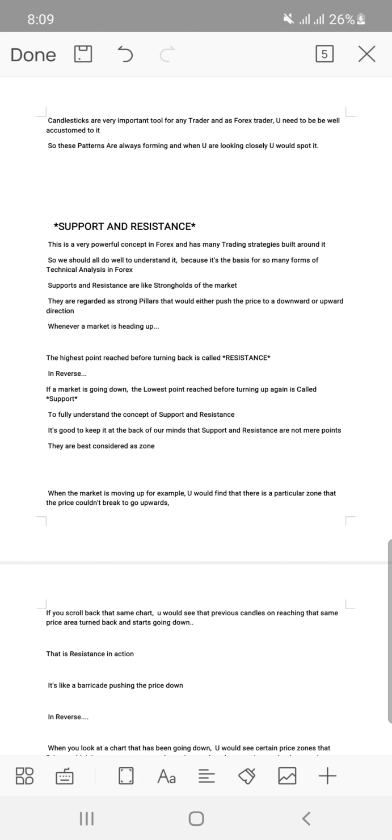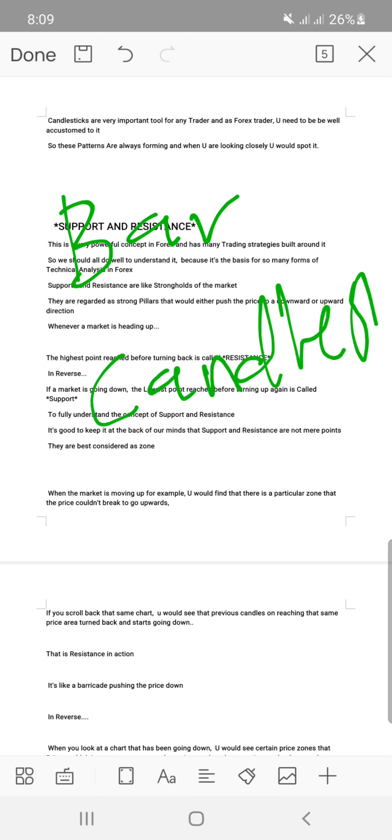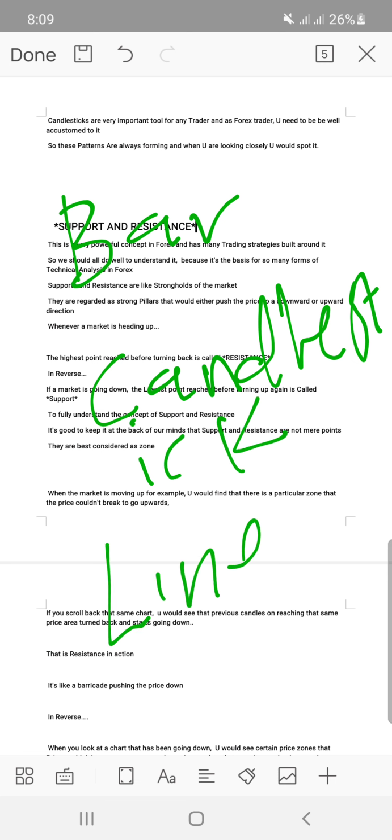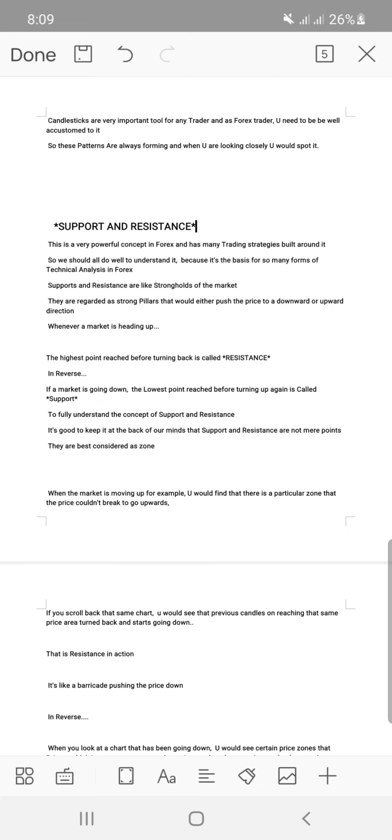Now, when I started the candlestick analysis part, I told us that we have three different kinds of charts: the bar chart, the candlestick chart, and the line chart, right? Now, for you to draw support and resistance, we are going to be making use of the line chart. Reason being, I talked about the structure of a candlestick.